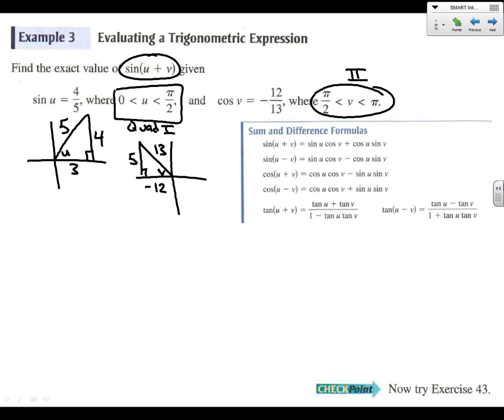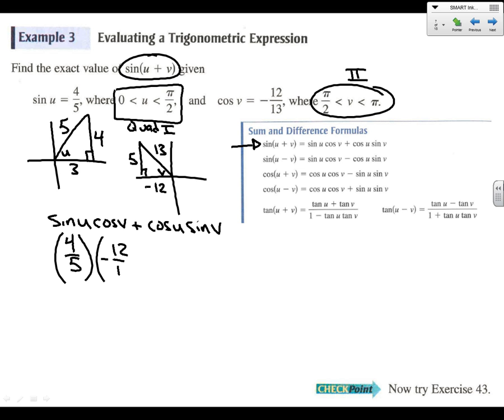All right, so now we've got to do sine of u plus v. So this is our formula. Sine of u, cosine v, plus cosine u, sine v. So let's go to our triangles and pull these out. All right, sine of u is 4 over 5. We know that. That was given. We didn't need the triangle for that. Cosine of v, we all know that. That was given to us as well, negative 12 over 13.